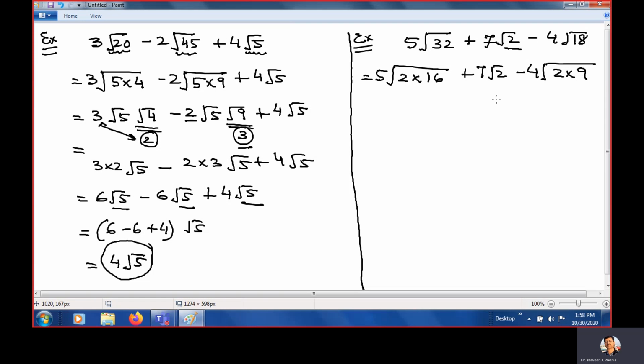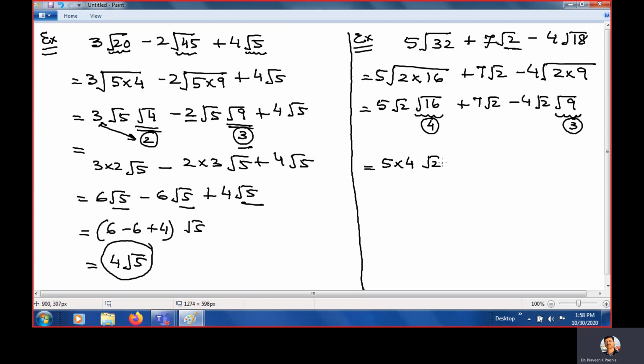9 times 2 or 2 times 9 is 18. So how much is it? 5 square root 2. It is square root 16 plus 7 square root 2 minus 4 square root 2 square root 9. But if you see, what is the value of this? It is 4. What is the value of this? It is 3. So how much will you get? 5 times 4 square root 2 plus 7 square root 2 minus 4 times 3 square root 2.